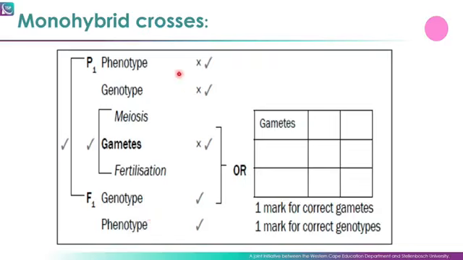And then there's other places. So you get a mark for phenotype there by P1, genotype, you get a mark for the gametes, and you get a mark for the genotype and the phenotype, depending on how they asked the question.